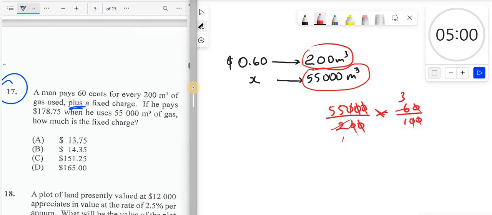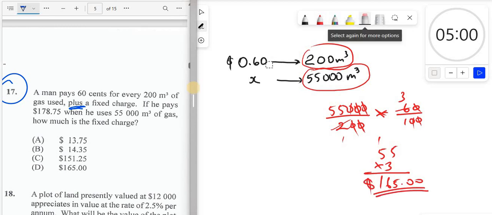So all I'm left with is 55 times 3. 3 5s are 15, 3 5s are 15 and 1 is 16. So it's 165. I put on the 2 zeros at the end because I'm talking about money here. So this amount, X, the cost for using 55,000 meter cube of gas, is $165. Now this is not including the fixed charge. But we're told that this guy paid what?